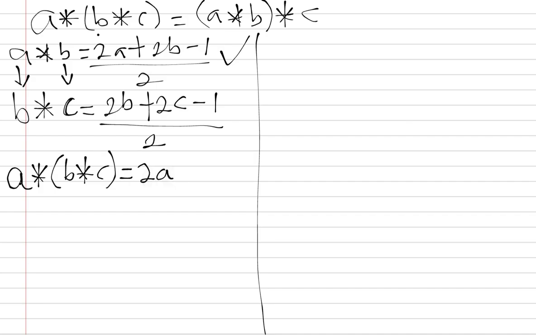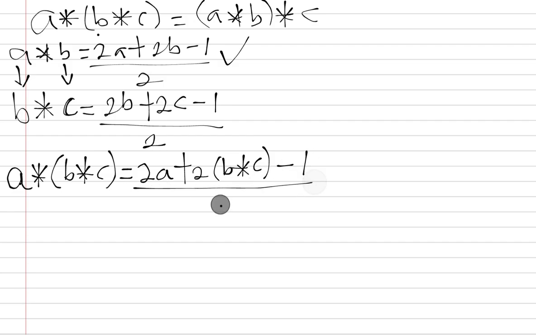Then plus 2b. So instead of 2b now, I'll write 2 open bracket what? B star c. Are you seeing that now? Instead of that, I'll write what? B star c. So I think I'll need to clean this line now. Alright. So this will be b star c, then minus 1 all over what? All over 2. Do you understand that part?